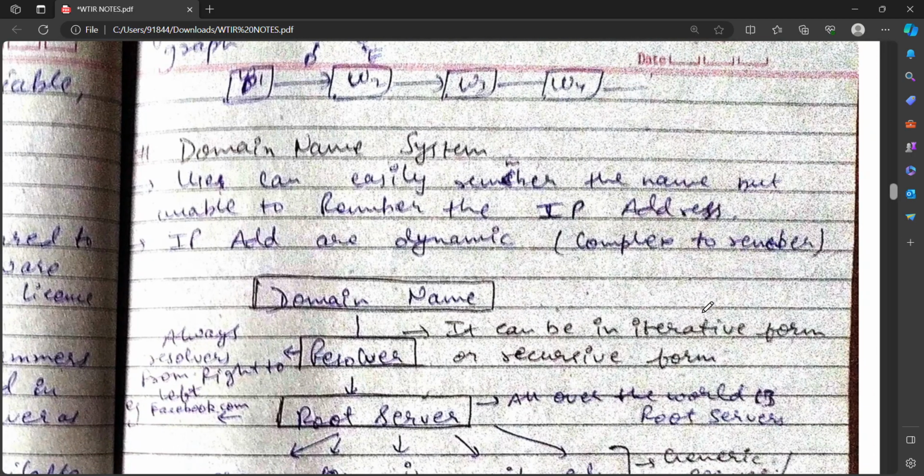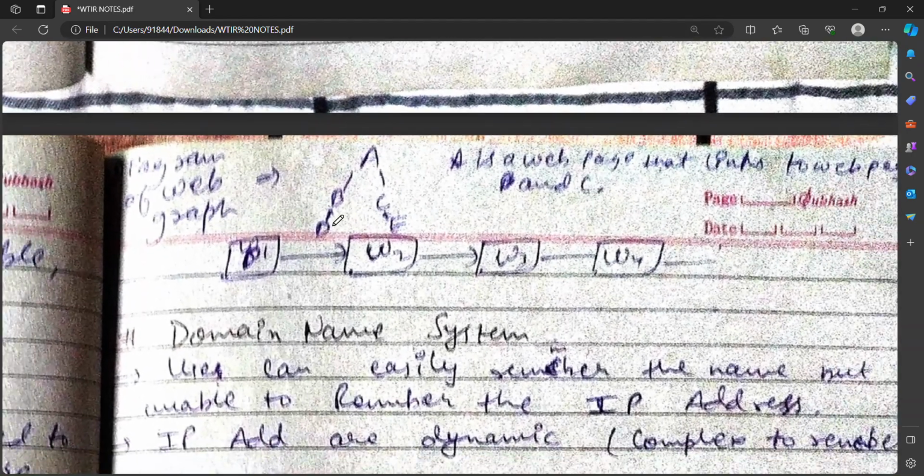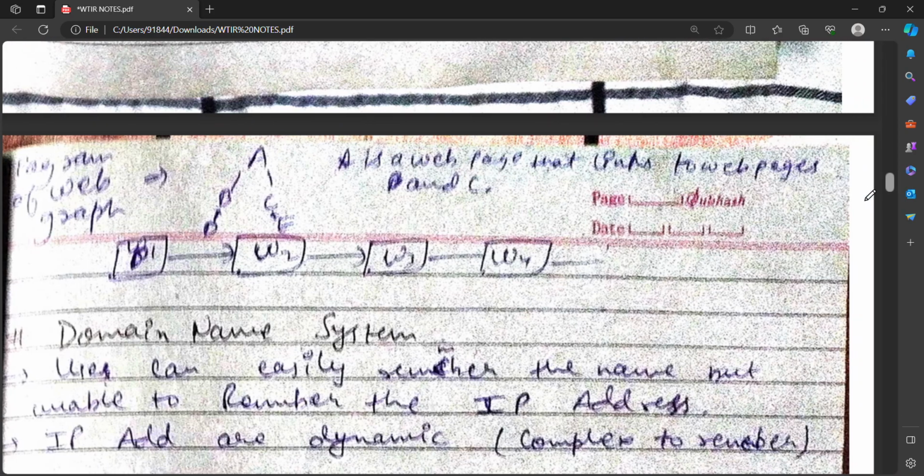Here you can see I have made a simple web graph. You can see the diagram of the web graph. This is A, B, C, D, E, and these are other web pages: web page 1, web page 2, web page 3, web page 4. Here A is a web page that links to web pages B and C. It has a hyperlink connecting to B, and another hyperlink connecting page A to page C.